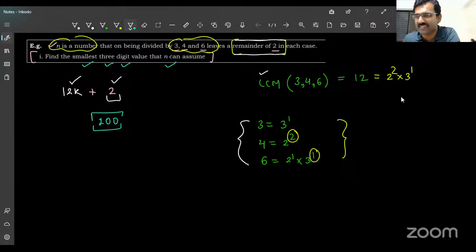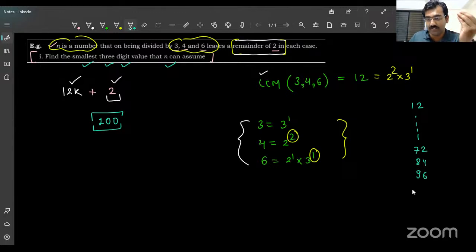So if I trace the table of 12 up till or around 100, I think 12 goes around, as we have already discussed, 72. Then after 72, we have 84. Then we have 96. Please pay attention to this. After 96, what we have, 96 plus 12 is 108. So the next number you receive is 108. Now, please pay attention. This 108 is that smallest 3-digit number which is divisible by 3, 4, and 6.